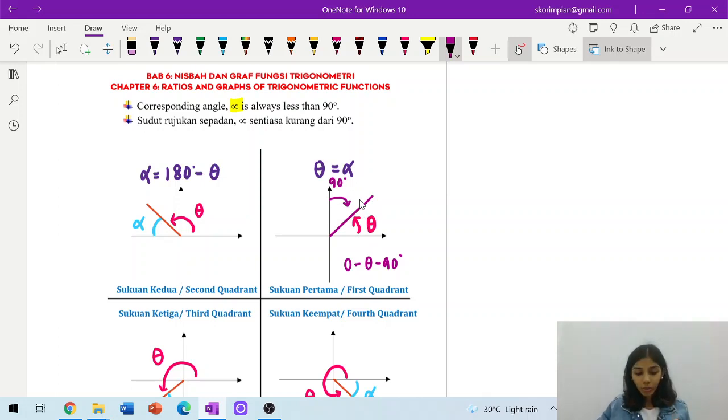How about quadrant 2? It's between 90 to 180, so it will fall in quadrant 2. Same goes for quadrant 3 and 4.